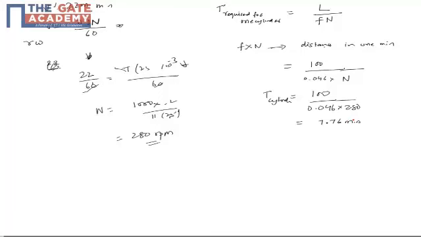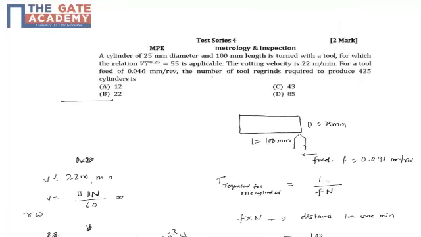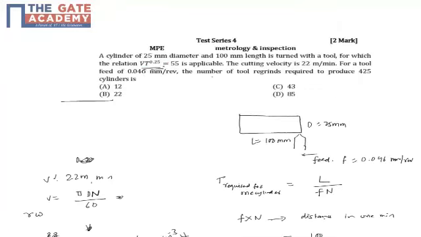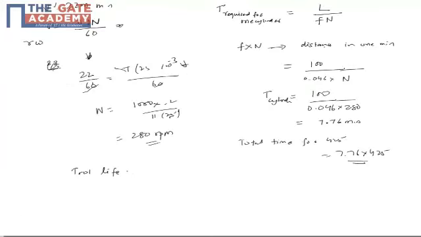Okay, 7.76 minutes. Now the question is how many tools we require for 425 cylinders. This is per cylinder, so the total time required for 425 cylinders will be 7.76 into 425. This is the total time required. Now let's see what the tool life is. Tool life and cutting speed are related by this equation. So let's find out the tool life.